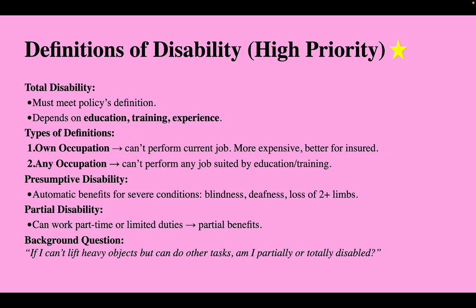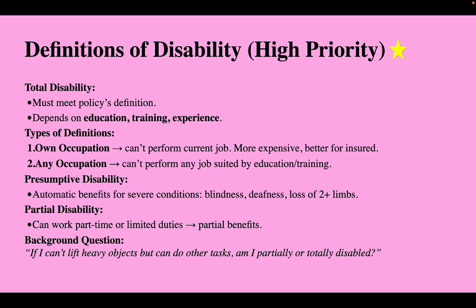Slide 3. Definitions of disability. The determination of total disability depends on the specific definition used in the policy, taking into account the insured's education, training, and experience. There are two primary definitions: own occupation and any occupation. Own occupation policies provide benefits if the insured cannot perform their current job and tend to be more expensive, offering stronger protection for the insured.